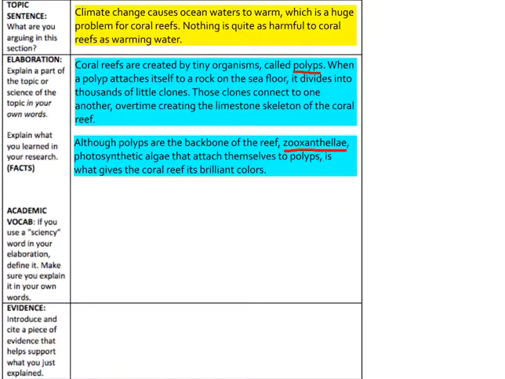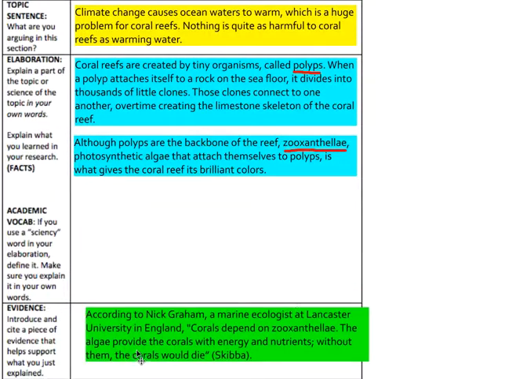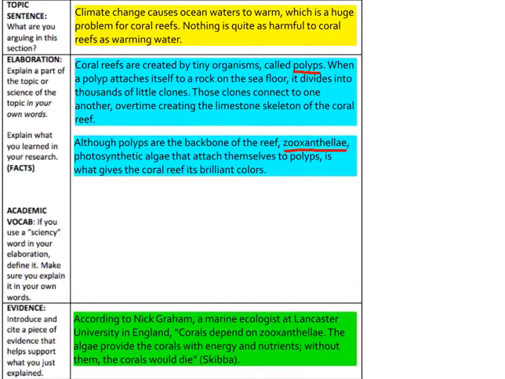So let's build in some evidence here. I want you to look at your evidence, and I want you to choose a piece of your evidence that helps to support what you just talked about in your elaboration. So I was just talking about how the coral polyps really depended on the zooxanthellae, those photosynthetic algae, for food. So I'm going to choose a piece of evidence that proves that.